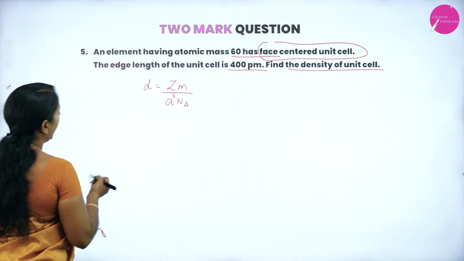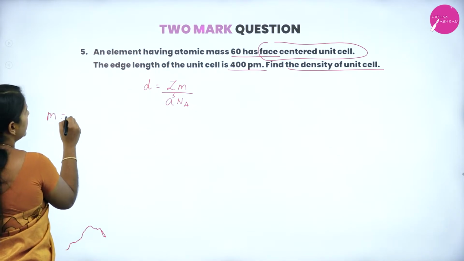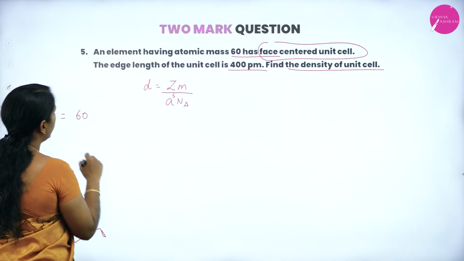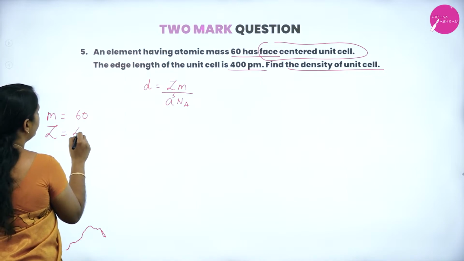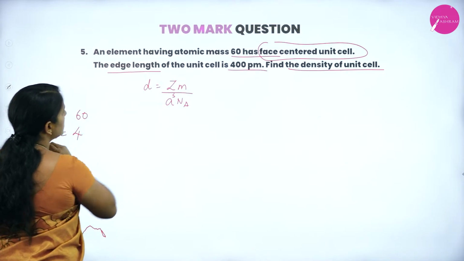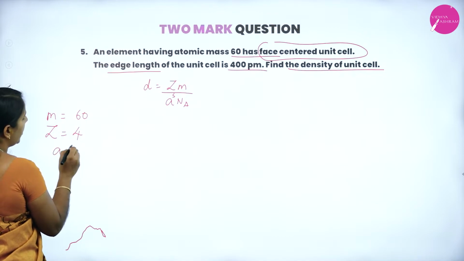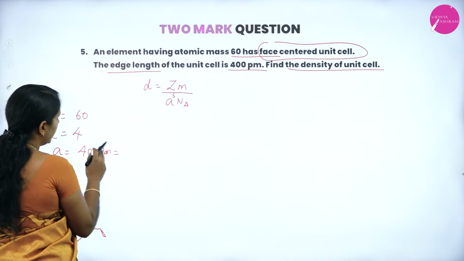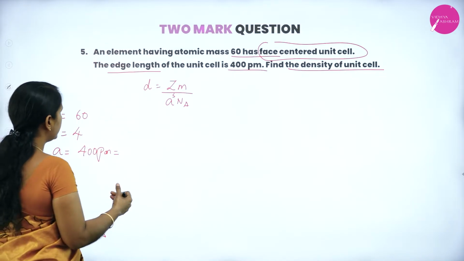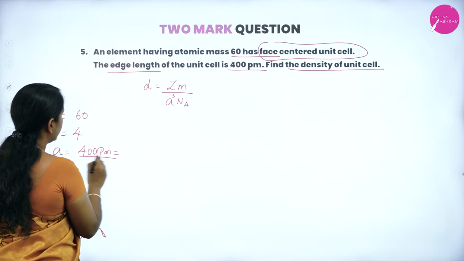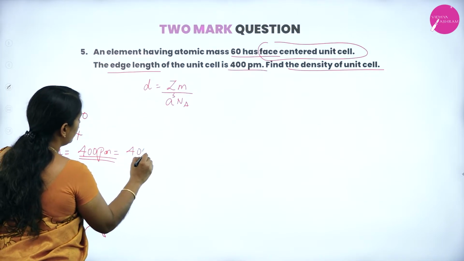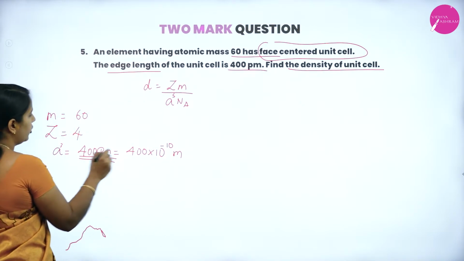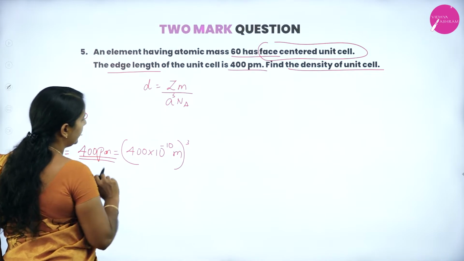So we know that M, the atomic mass, is given as 60, and they have said that it is a face-centered cubic unit cell. So Z is nothing but 4, and the edge length of the unit cell is also given. What is A here? 400 picometer. When you convert picometer into meter, you write it as 400 into 10 to the power of minus 10 meter. Since it is A cube, I will multiply as A cube.